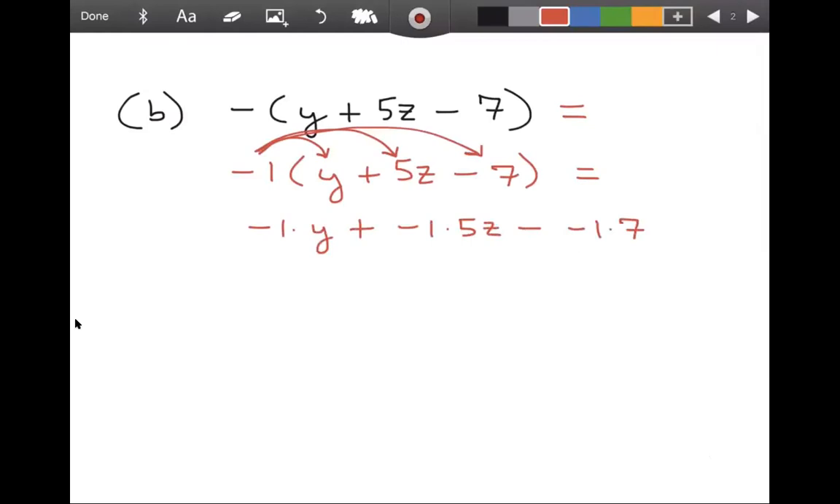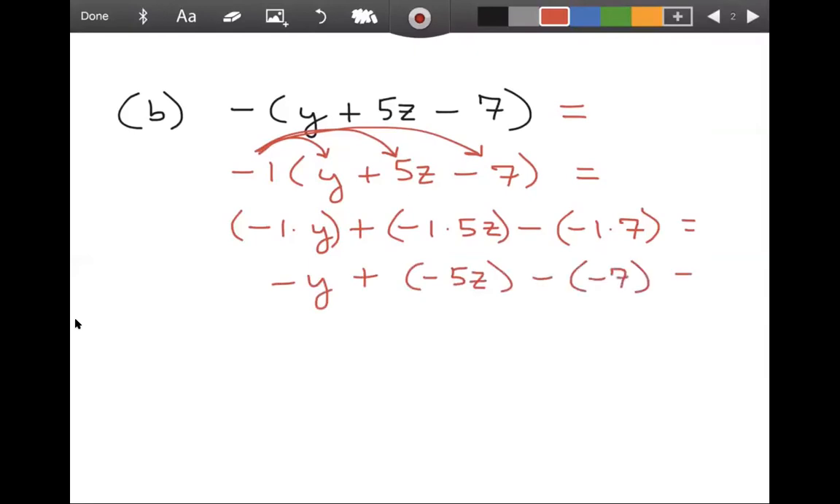And I hope what I'm doing with these signs is not confusing to you. I will not always write it this way. Okay. -1 times y can just be written as opposite y. -1 times 5z is opposite 5z. And then, of course, -1 times 7 is -7. All right, so now I'd like to pretty that up a little bit. Remember that adding -5z is the same thing as subtracting 5z. Subtraction is defined as adding the opposite.